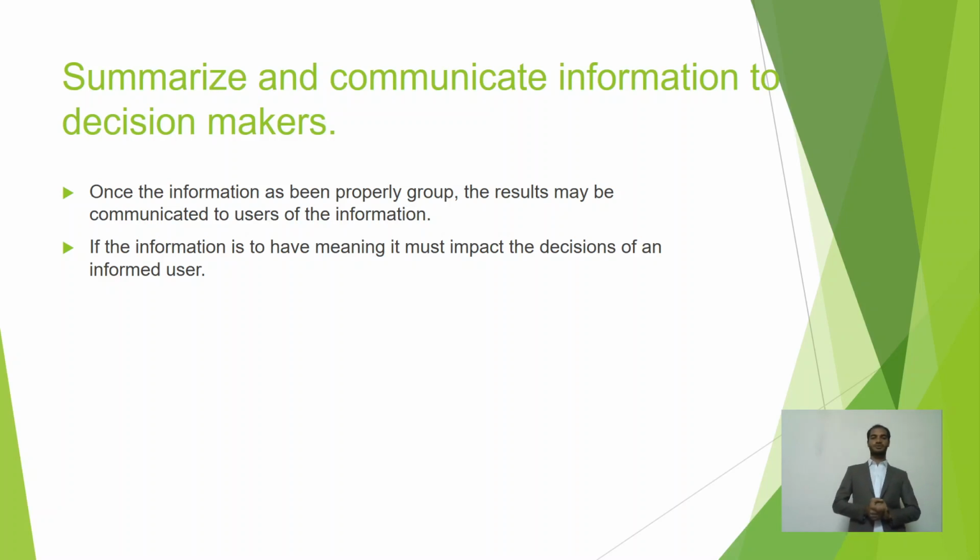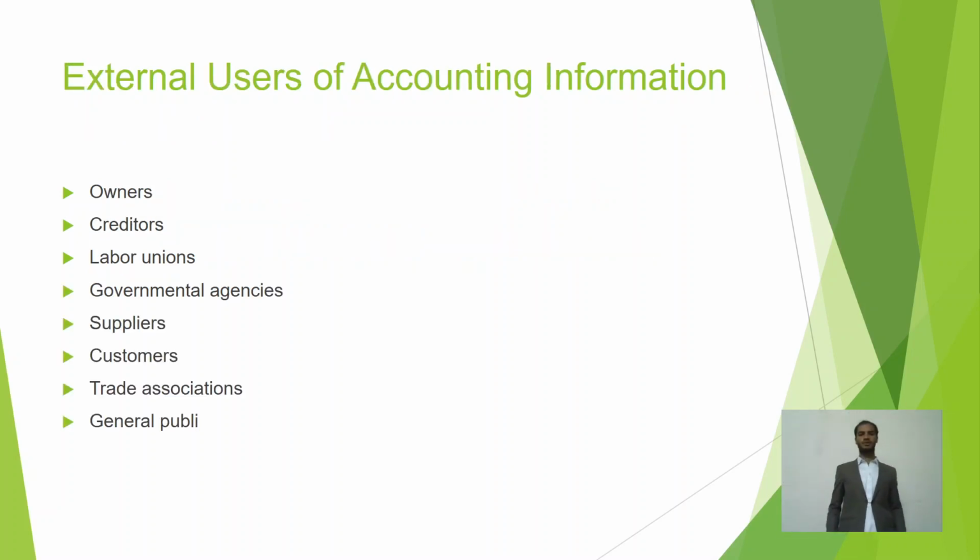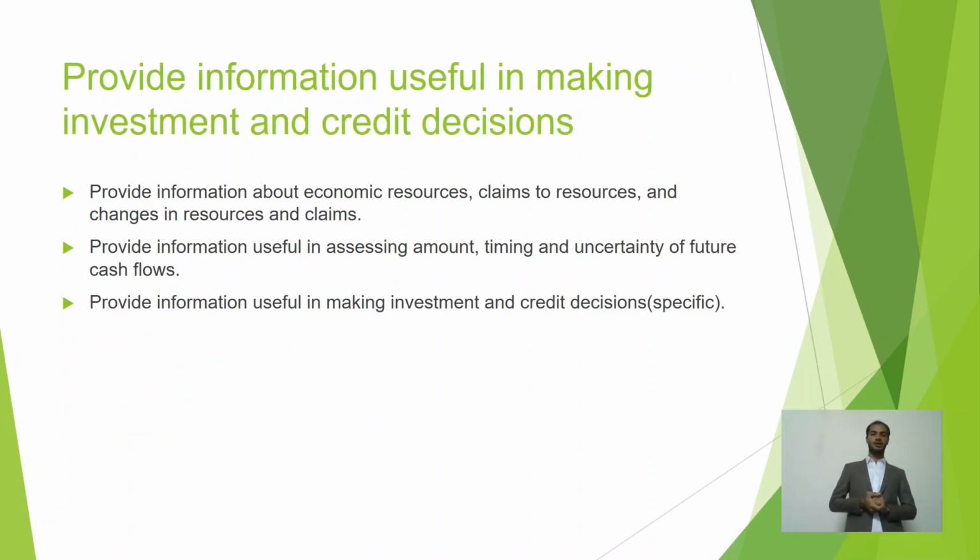Summarize and communicate information to decision makers. Once the information has been properly grouped, the results may be communicated to users of the information. If the information is to have meaning, it must impact the decisions of informed users. External users of accounting information are owners, creditors, labor unions, government agencies, suppliers, customers, trade associations, and the general public. Provide information useful in making investment and credit decisions. Provide information about economic resources, claims to resources, and changes in the resources and claims. Provide information useful in assessing the amount, timing, and uncertainty of future cash flows.